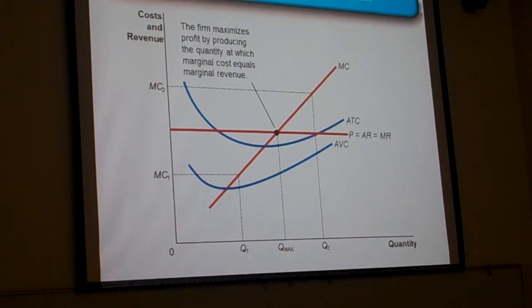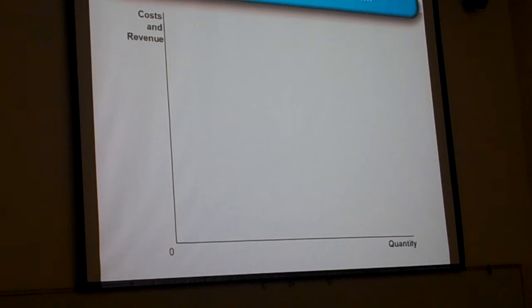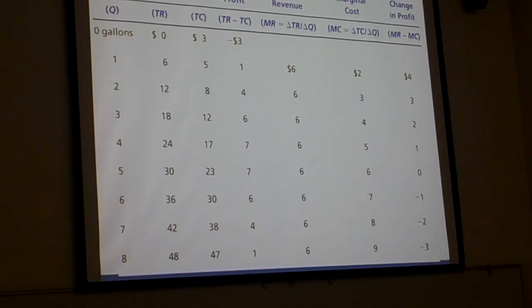Could you maybe go back to the last slide? Sure. Like the table thing? On the far left, is that the quantity sold or just the quantity produced? That's the quantity sold. So why would the profit go down if you're selling more? I don't understand why you would want to stop at 4 if you can sell 8.